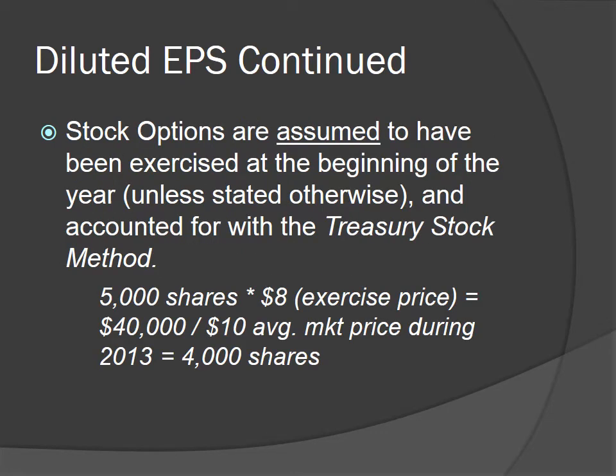When calculating diluted EPS, stock options are assumed to have been exercised. They are accounted for using the treasury stock method. This method assumes that the options are exercised at the exercise price and then immediately sold, and that the resulting cash proceeds are used to immediately buy back shares at the average market price during the year. Thus, the additional amount of shares to include in the denominator of the formula for the options is 4,000 added shares.